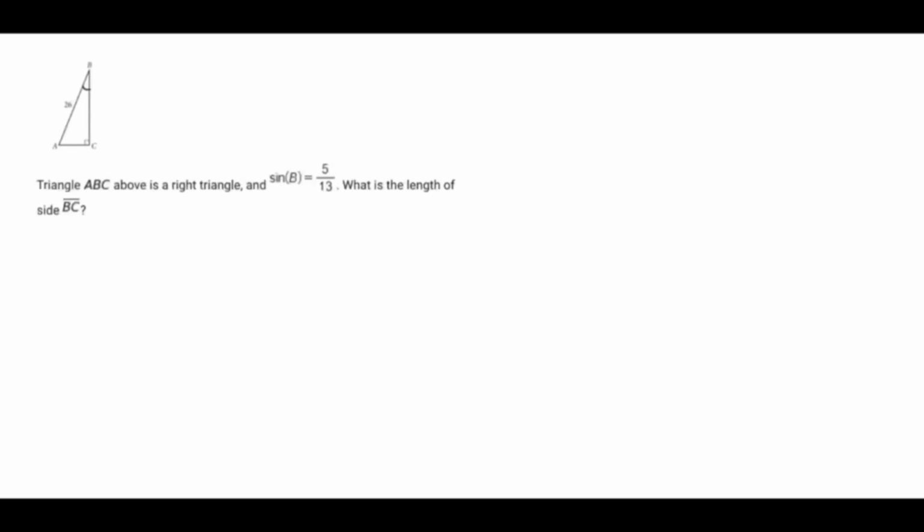Alright, so pretty simple problem here, except there is a little caveat that we have to take into consideration. First off, sine B, I've marked the angle B. We know SOHCAHTOA, so sine represents opposite over hypotenuse. And so the opposite side would be a side length of 5. However, the interesting thing here is that it says the hypotenuse is a length of 13 when it's clearly marked 26 on our diagram for side AB.